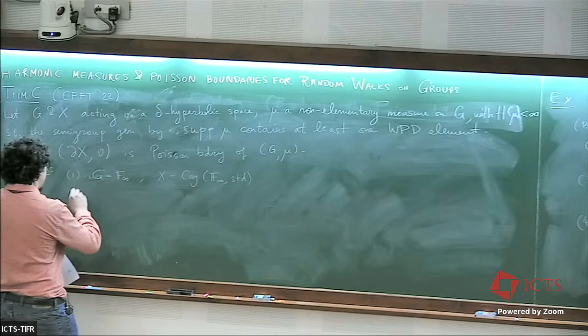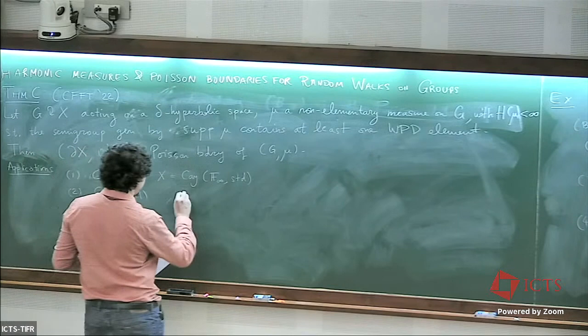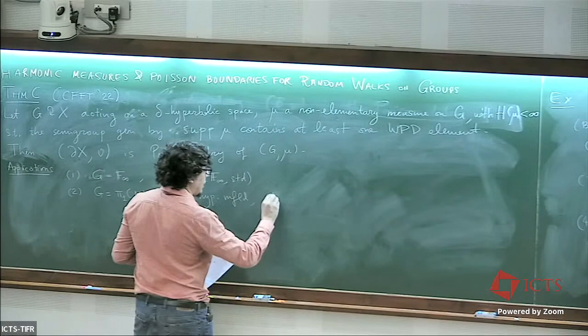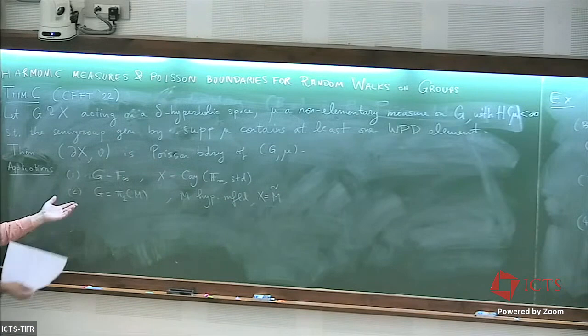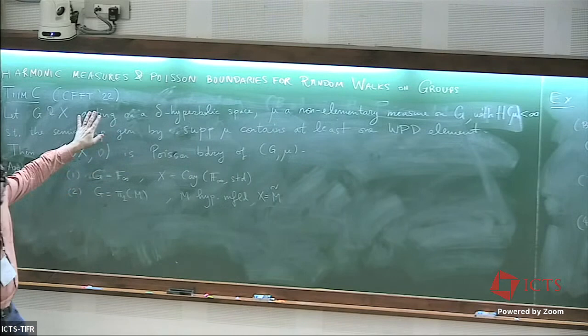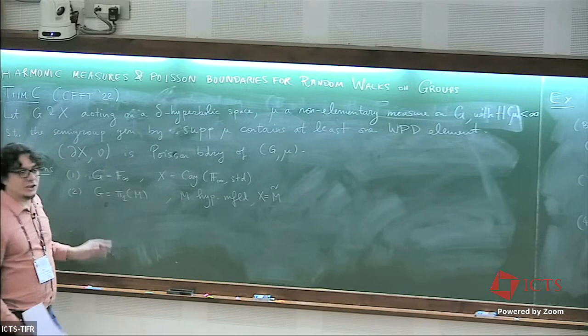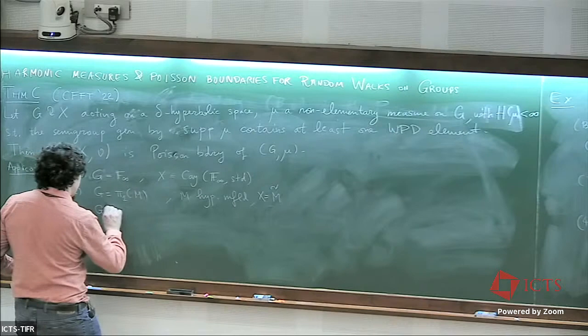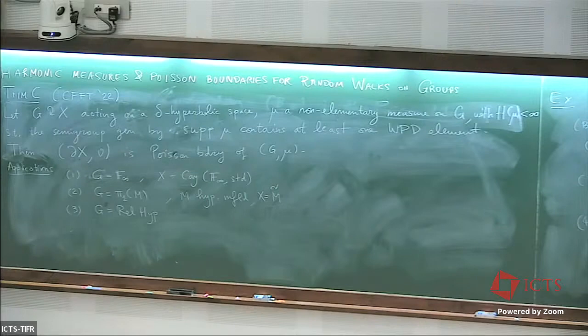Second, take G to be the fundamental group of a hyperbolic manifold M, where X is the universal cover M tilde, which has a Gromov boundary. And this action is proper, properly discontinuous. So you don't really need finiteness, but the group need not be hyperbolic, of course. Then, if you have G a relatively hyperbolic group, yes? No. So the boundary is no longer compact.